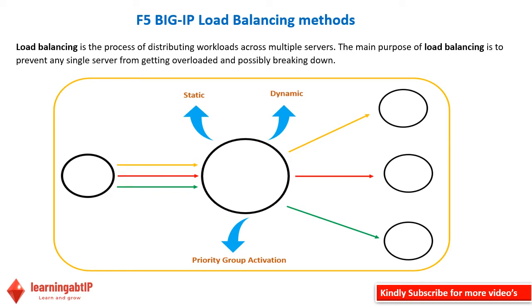Load balancing is the process of distributing workload across multiple servers. The main purpose of load balancing is to prevent any single server from getting overloaded and possibly breaking down. The selection of the load balancing method or algorithm determines how connections are distributed across pool members or across servers. Big IP uses various types of algorithms or methods to determine the server to which the traffic will be sent.